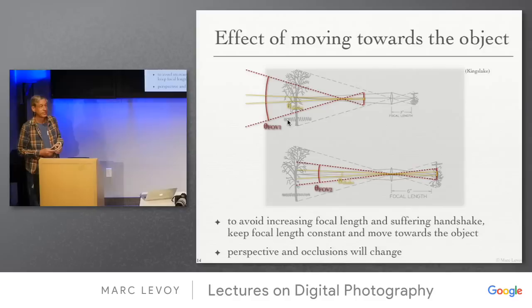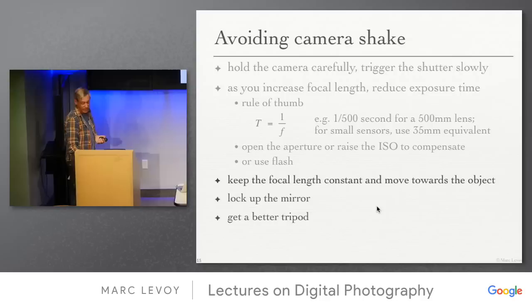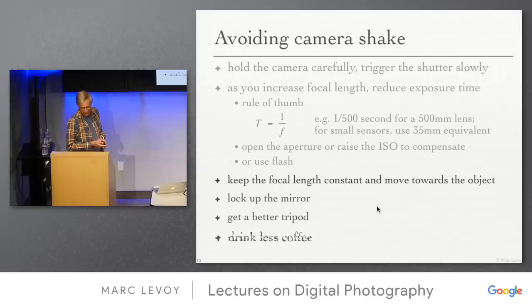Of course, you can't always do that. You might fall off a cliff or something. All right, so keep the focal length constant and move toward the object. Lock up the mirror, get a better tripod, drink less coffee. Okay? All right.